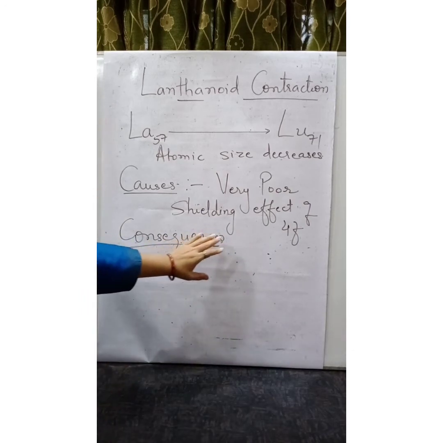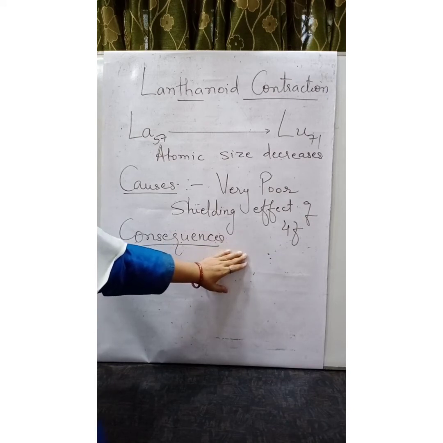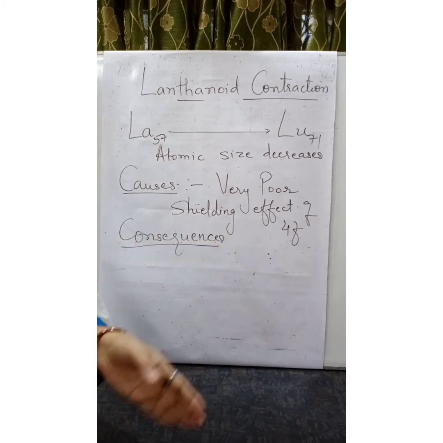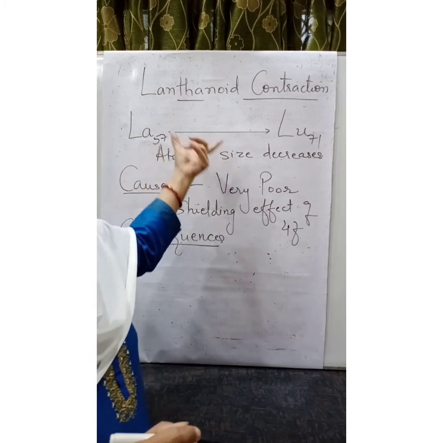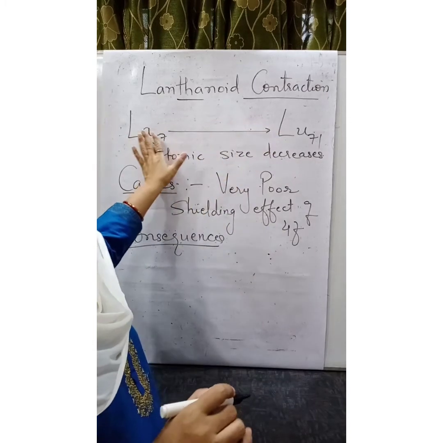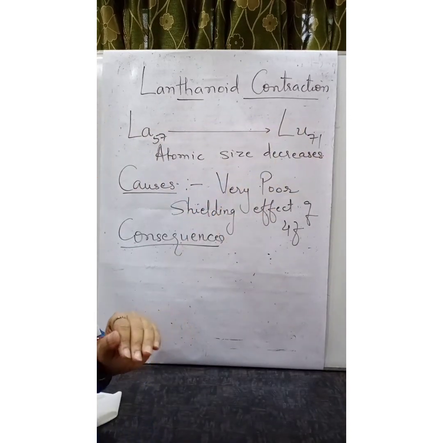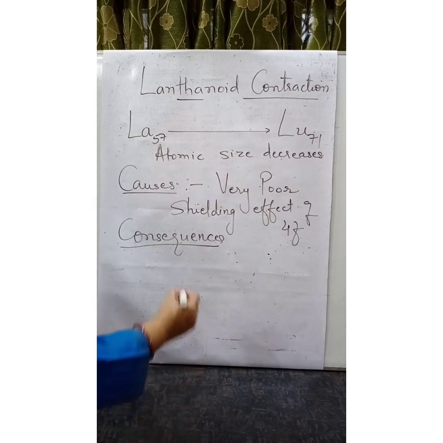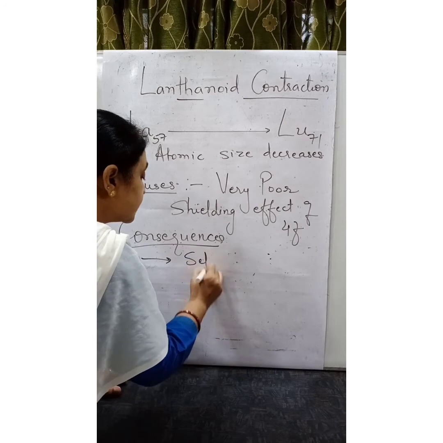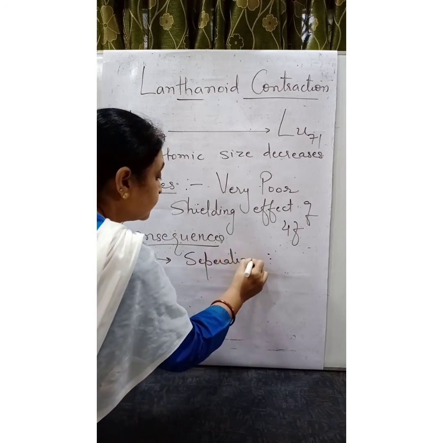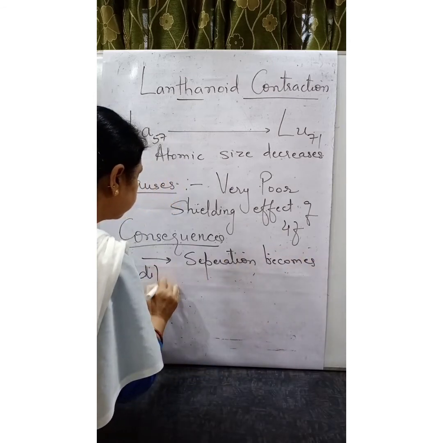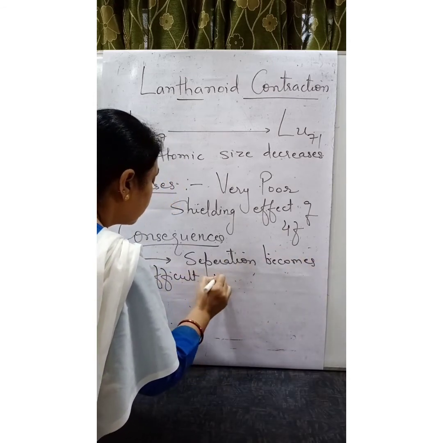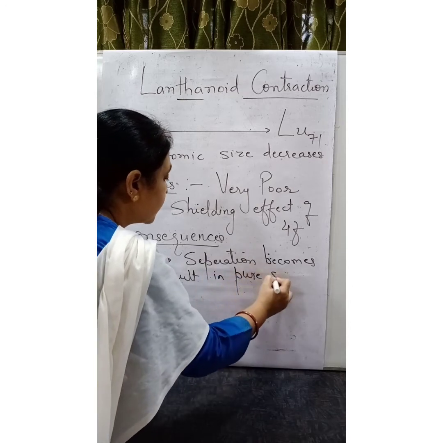Consequences. With the increase in principal quantum number, the electrons are every time added into the same 4f shell. This leads to extreme similarities in properties across the lanthanoid series, and their separation becomes difficult in the pure state.